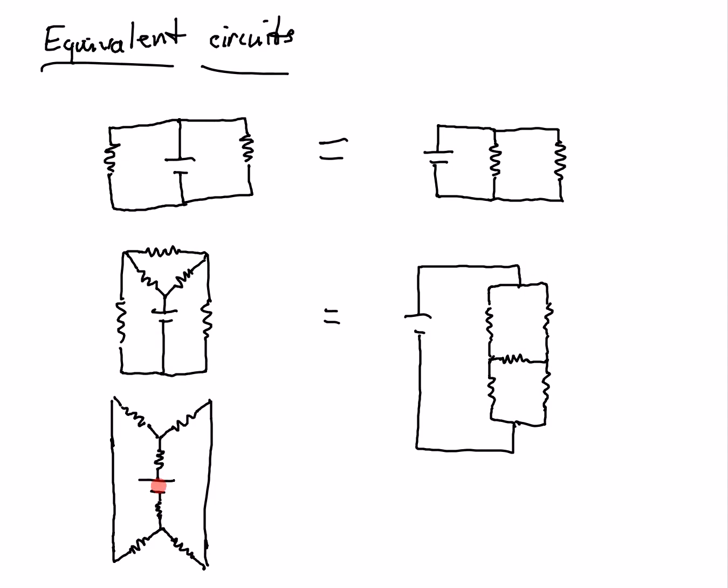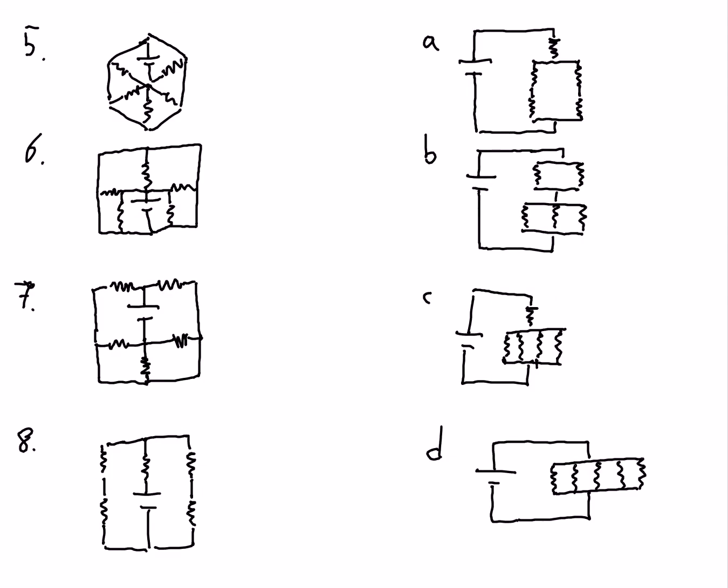Let's do another example. From the battery we have a resistor and then a split, and each path goes through two more resistors before coming together again and going back to the battery. There's an equivalent circuit.